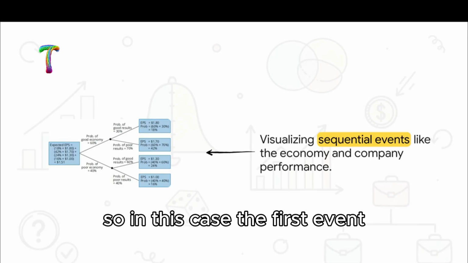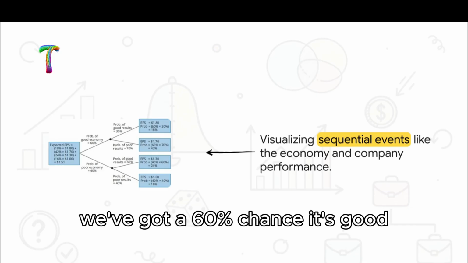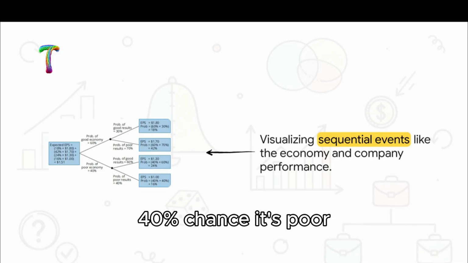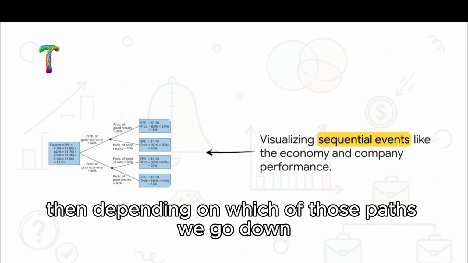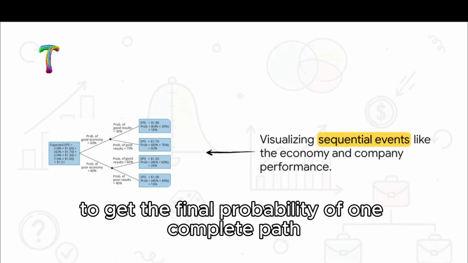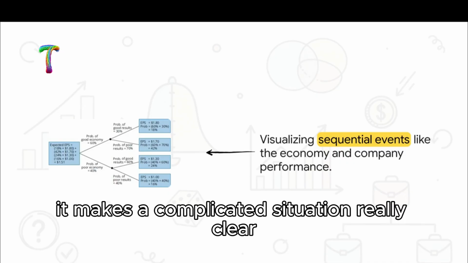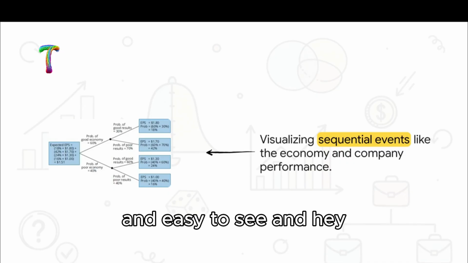So in this case, the first event, or the first set of branches, is the state of the economy. We've got a 60% chance it's good, 40% chance it's poor. Then, depending on which of those paths we go down, the company can have good or poor results. To get the final probability of one complete path, you just multiply the probabilities along the branches. It makes a complicated situation really clear and easy to see.